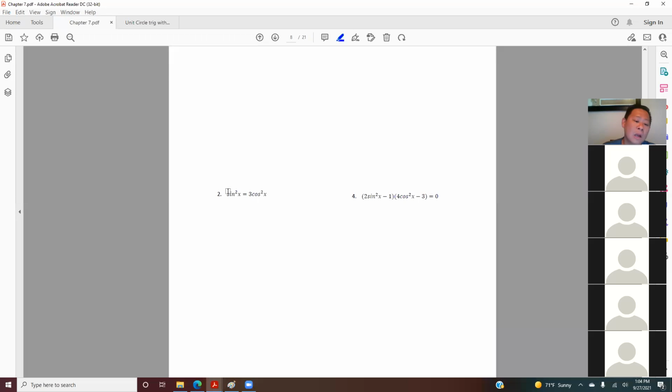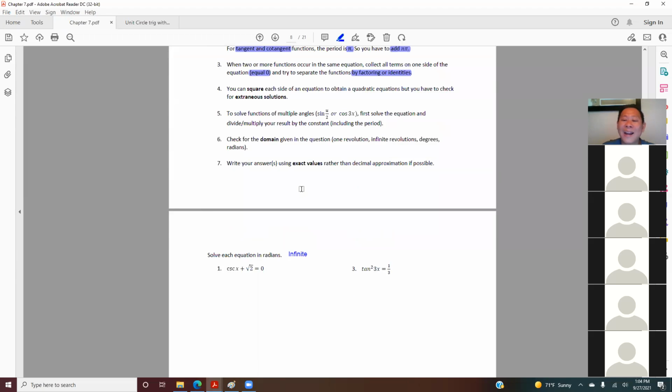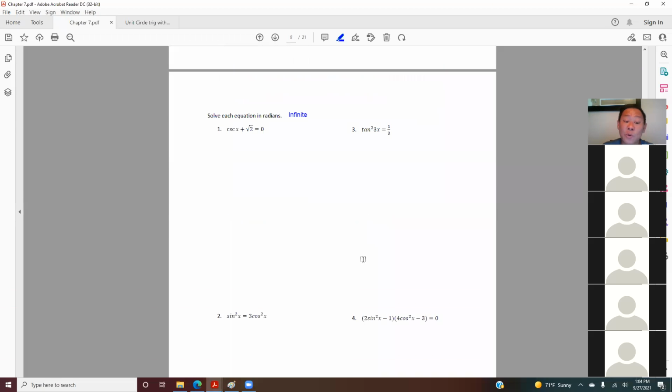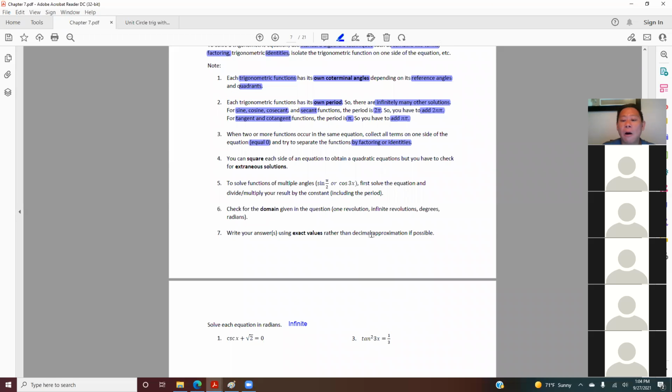So we move this to the left, either we move the 3 cosine square x to the left side, so you make it equal to 0. And we will apply identities since they are squaring, probably Pythagorean. And then factoring will be involved. And then after that, you can make them equal to 0 and then solve.